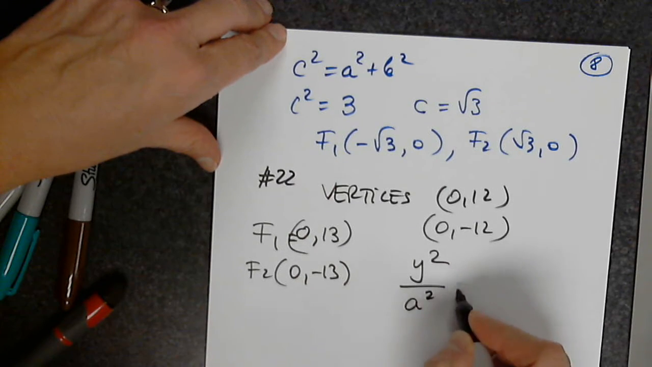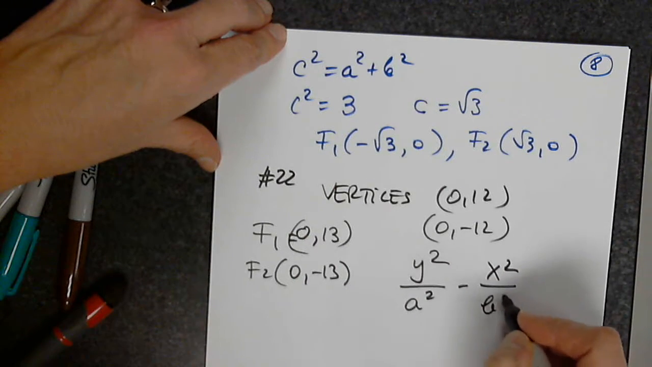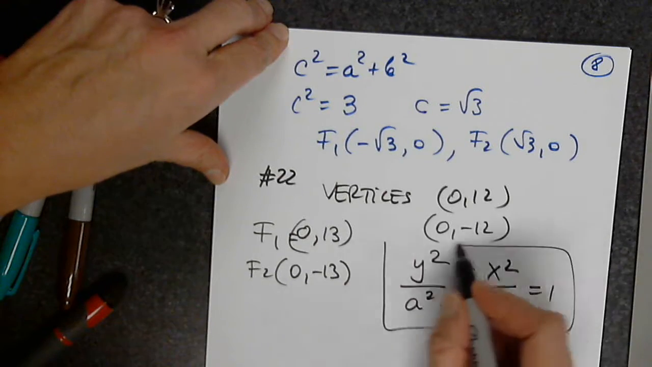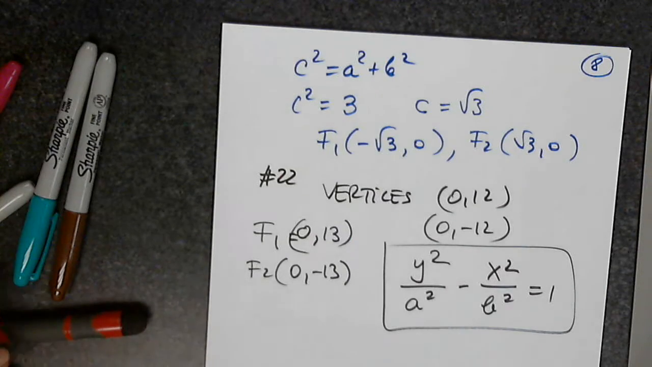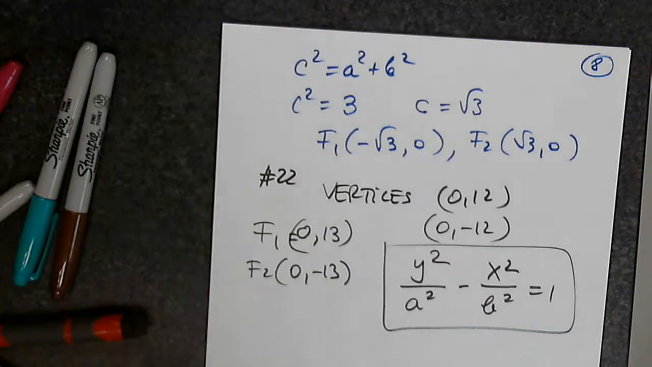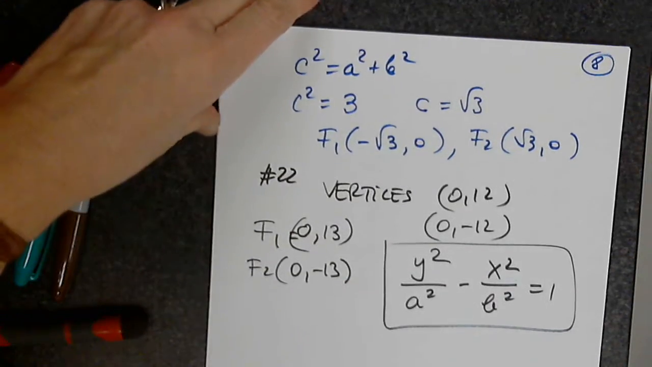y squared over a squared minus x squared over b squared equals 1. How do I know? Because it's not this, but this. Now you will remember the hyperbola forever. Good. So I have to determine a and b.